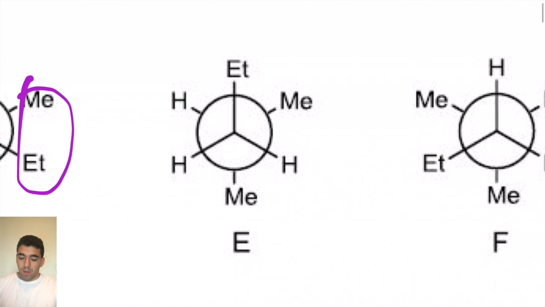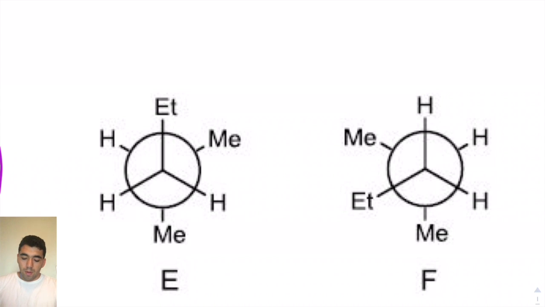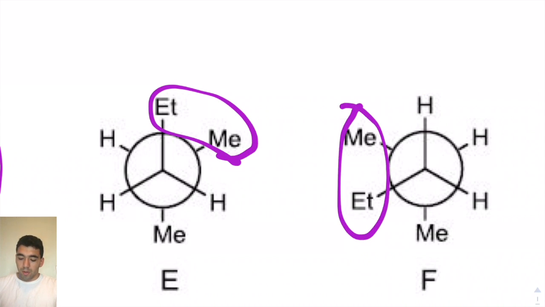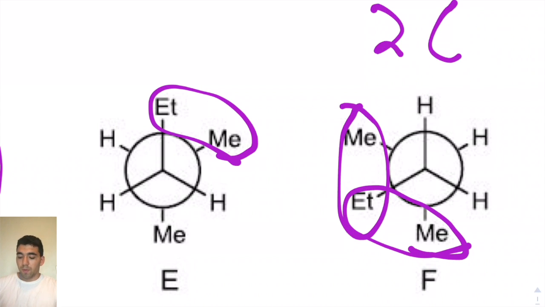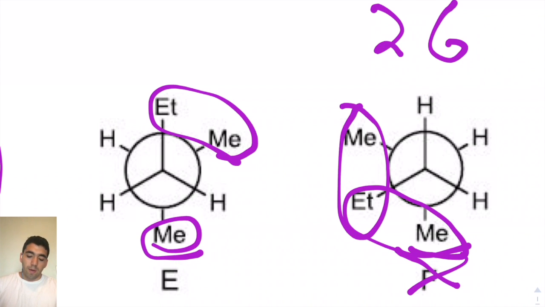Lastly, E and F. We have ethyl and methyl bumping into each other, methyl and ethyl bumping into each other, and this one over here, F, has two gauche interactions, which again we said was very bad because there's nothing at the anti position. And here we have two ethyls, an ethyl and a methyl bumping against each other and leaving this at the anti. And again we want the ethyl there, so this is probably not going to be it.